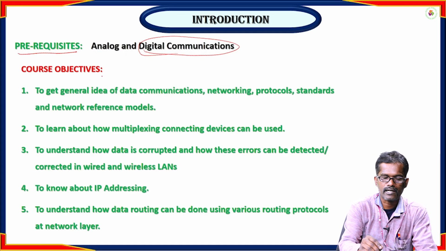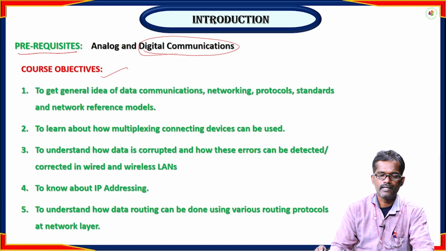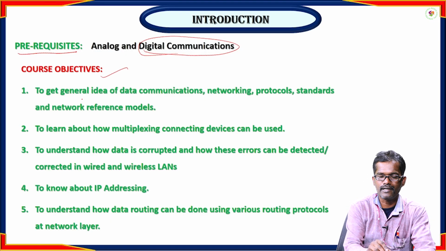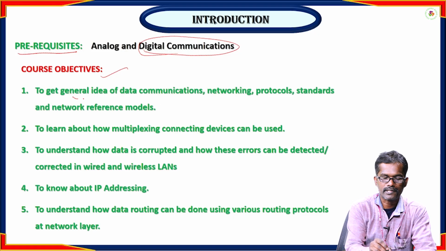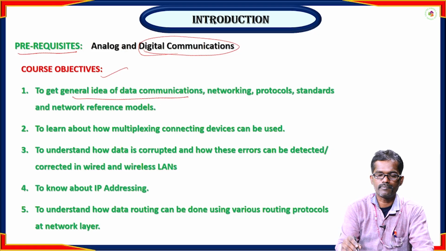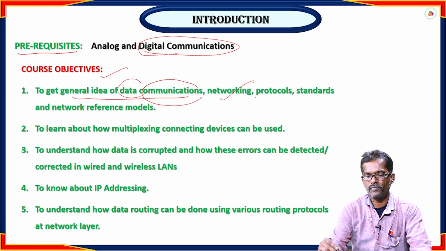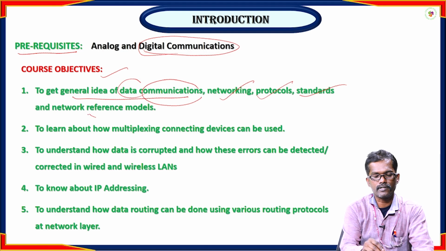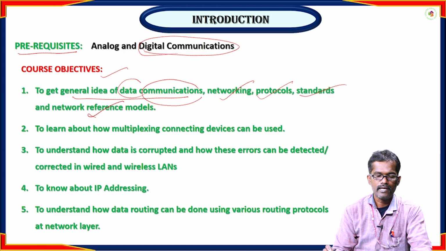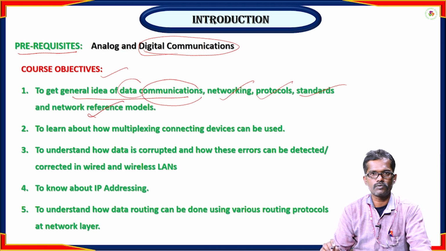And here we will see the course objectives. The first course objective is a general idea of data communication: what is meant by communication, data communications, and networking, and what are the various types of protocols, standards, and network reference models. All these things we are going to see as the first course objective.